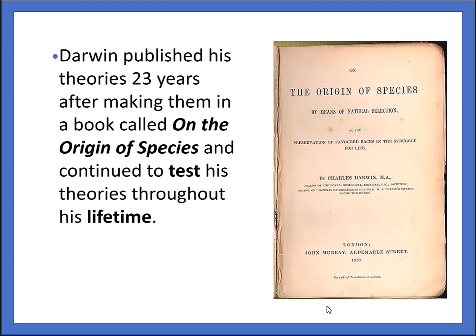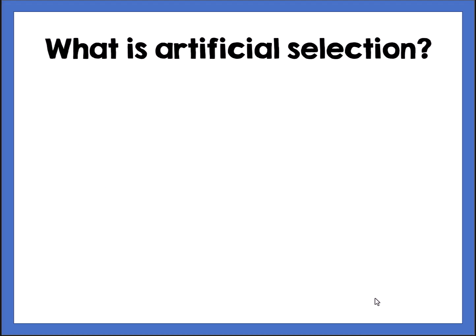Darwin published his theories 23 years after making them in a book called On the Origin of Species, and he continued to test his theories throughout his lifetime. So we know that Darwin used his observations from his tour of South America, as well as the theories of other scientists. But artificial selection was also being used by humans during Darwin's day, and that is one of the things that led to the natural selection theory.